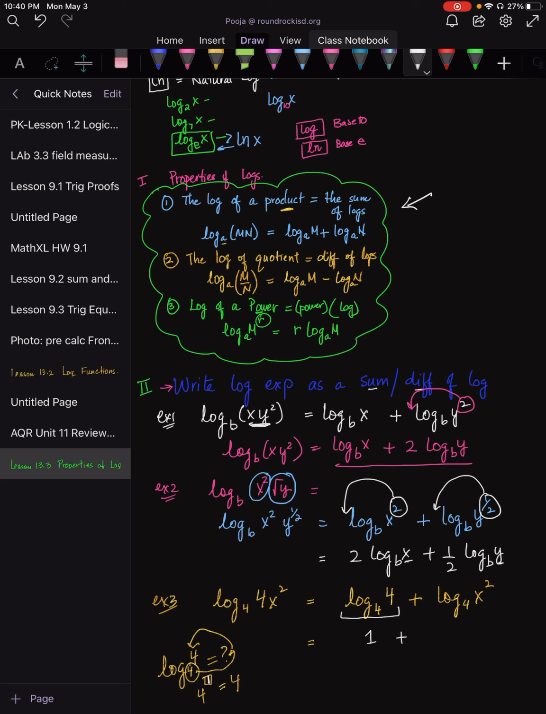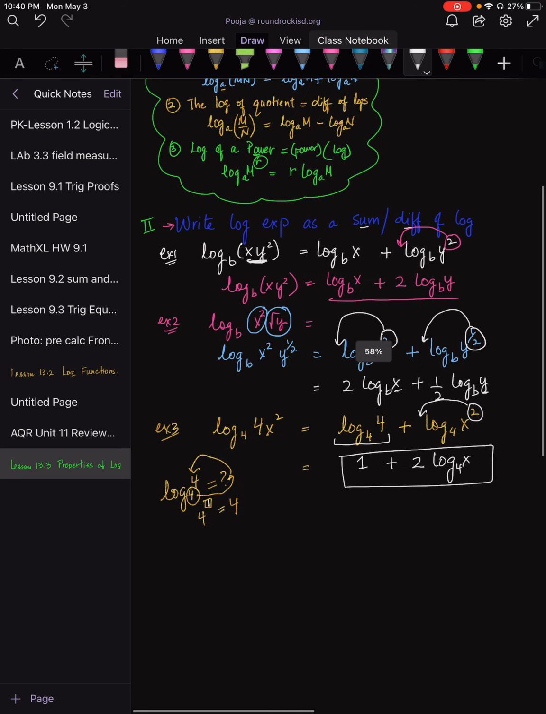Plus, how do I know the next one is simplified? Well, I see a power, and the third property says if you see log of a power, then you can bring the power in the front. So 2 log of x to the base 4. And now I know this has been simplified as much as it could be. Interesting, right? Just off of those 3 properties, a lot can be done. I haven't shown you any division ones. Time to show you that.